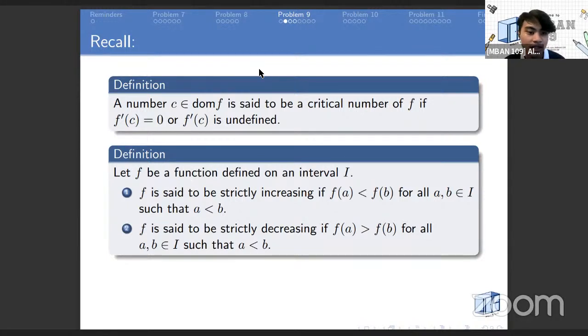So definition natin, let f be a function defined on an interval I. f is said to be strictly increasing if f of a is less than f of b for all a, b on the interval I such that a is less than b. F naman is said to be strictly decreasing if f of a is greater than f of b for all a, b such that a is less than b. So ayan yung definitions ng strictly increasing at saka strictly decreasing.